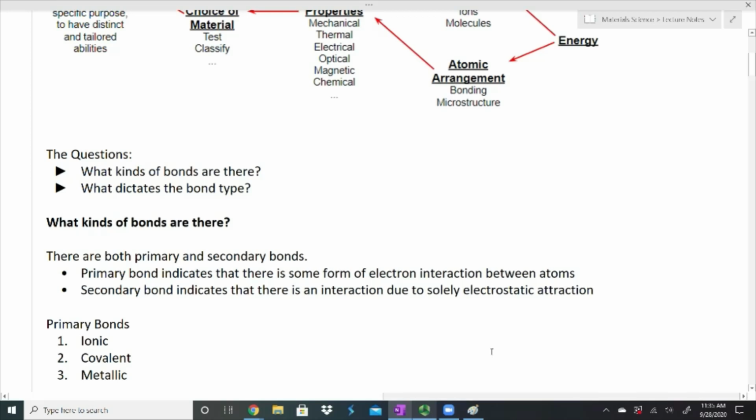And so we have a couple questions here and what we're going to talk about today. What kinds of bonds are there? You've taken chemistry before, you know the different types of bonds that there are. We're going to do a review on that. We're going to go talk about why they bond that way. And that's kind of our second question here: what dictates the bond type? So what kind of bonds are there, and what dictates what type of bond is actually going to happen.